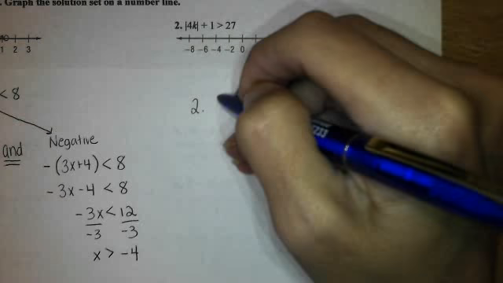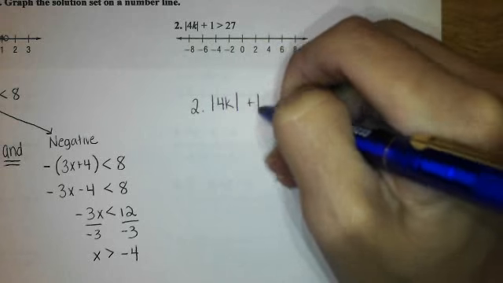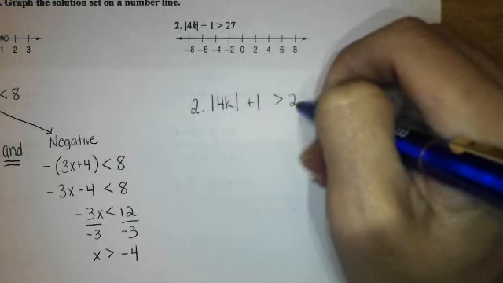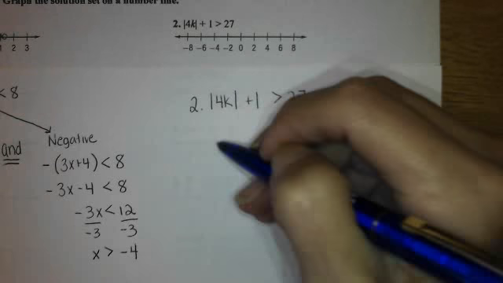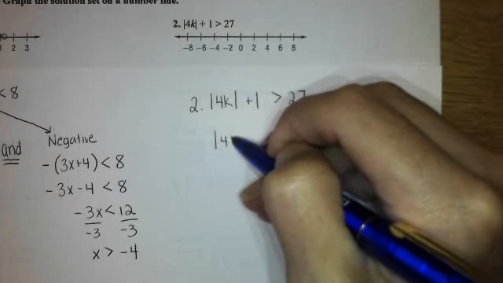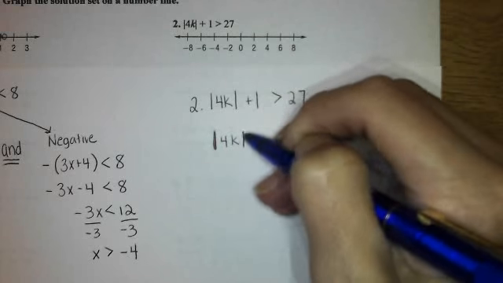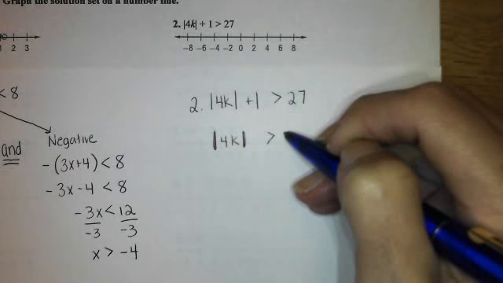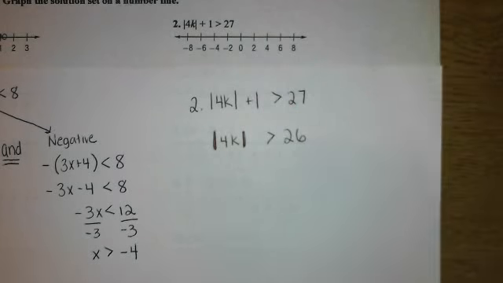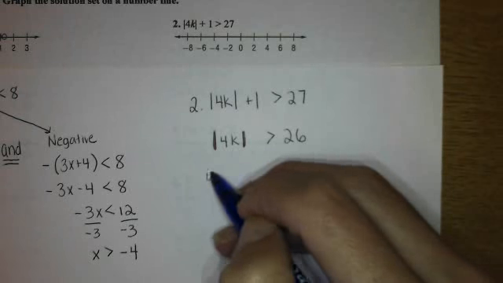Example 2, I have the absolute value of 4k plus 1 is greater than 27. Before I break up my two cases, I really want to try to isolate that absolute value, the same as we did whenever we solved absolute value equations. So we're going to try to isolate this 4k by subtracting 1 from both sides, and then we can break up two bars, two cases.